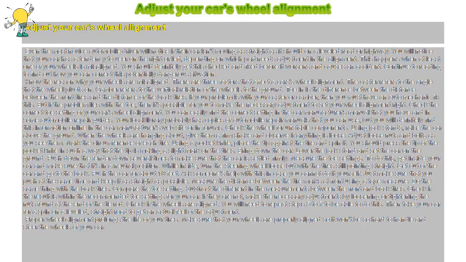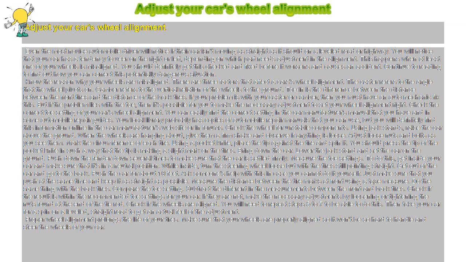Adjust your car's wheel alignment. Even the most novice automobile driver will notice if their car isn't moving as straight as it should on a leveled road or highway. You will notice that your car has a tendency to veer to the right or left, depending on which part needs adjustment in the alignment.